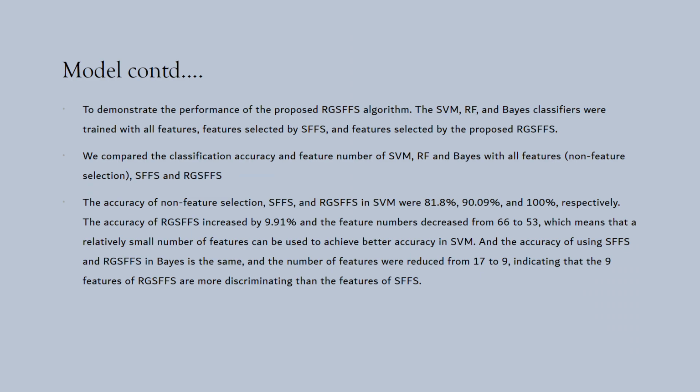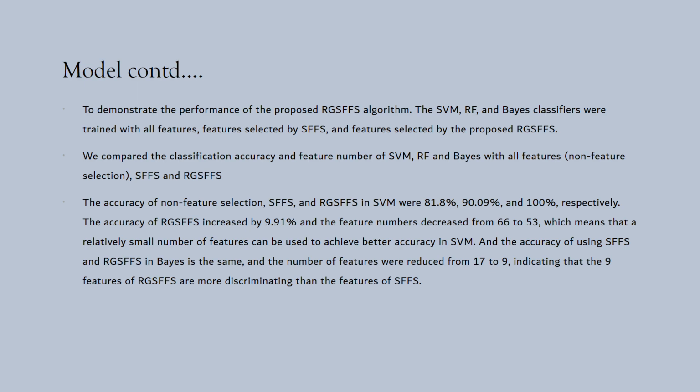To demonstrate the performance of the proposed RGSFFS algorithm, the SVM, RF, and Bayes classifiers were trained with all features, features selected by SFFS, and features selected by RGSFFS. They compared the classification accuracy and feature number of SVM, RF, and Bayes with all the features (no feature selection), SFFS, and RGSFFS. The accuracy for NFS, SFFS, and RGSFFS in SVM were about 81.8, 90.09, and 100% respectively. We'll get to know more about it in the next slide.